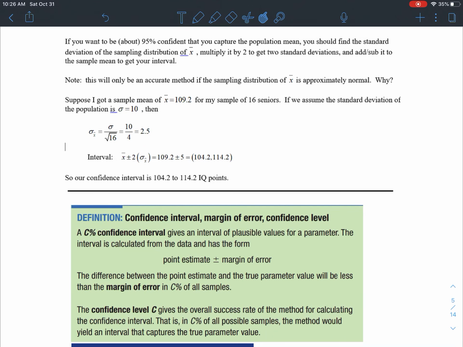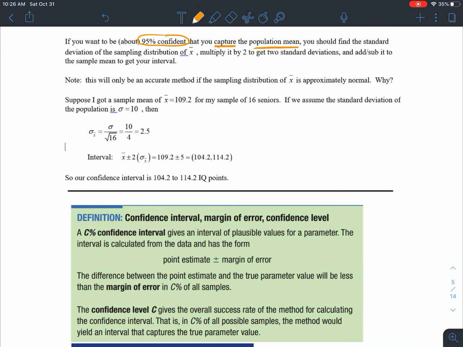Okay, so let's take a look here at how to construct confidence intervals and the idea behind them, because confidence intervals generally distinguish what percent we want to be confident that we are going to capture the true population mean within the interval that we're creating. So let's say that we wanted to be 95% confident that we're going to capture the true population mean IQ of Dover High School students.